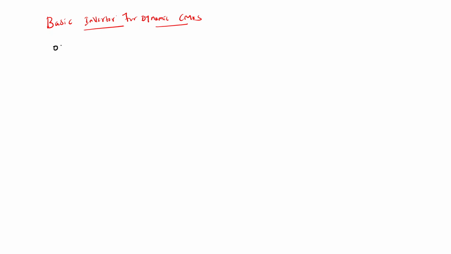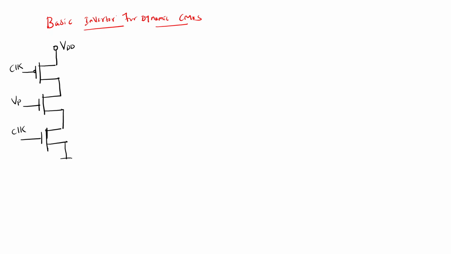Here this is nothing but VDD, and this one is one PMOS, and next this one is one NMOS. For the PMOS, you are giving a clock, and here you are giving the input voltage. Let us take VP as the input voltage. And for the NMOS, again you are giving a clock, and this is nothing but ground or VSS. Here is where you are taking the output.